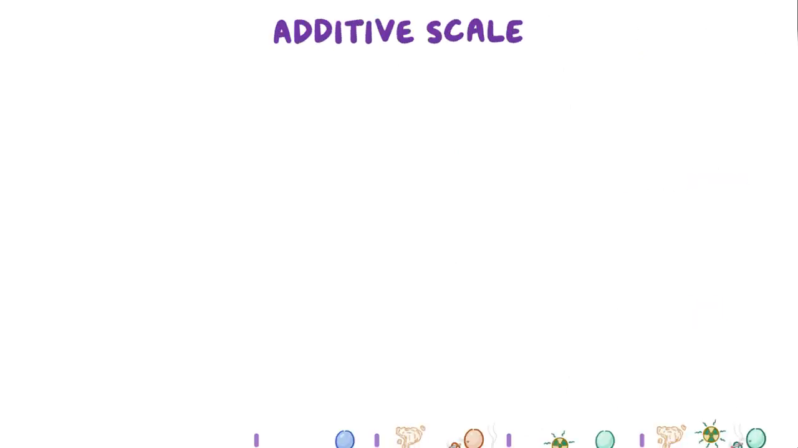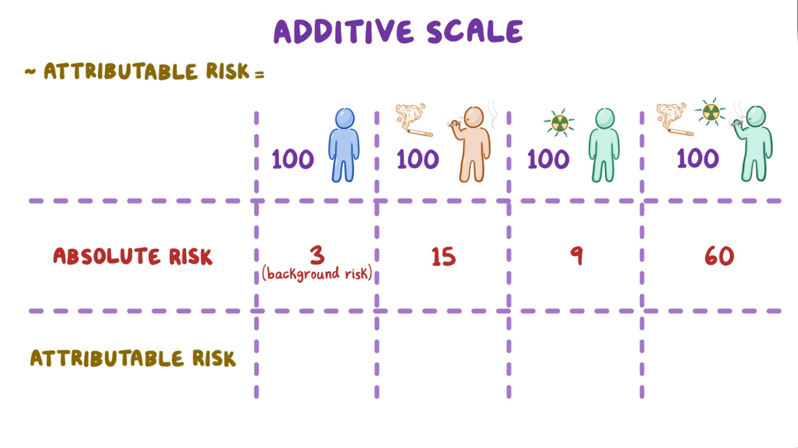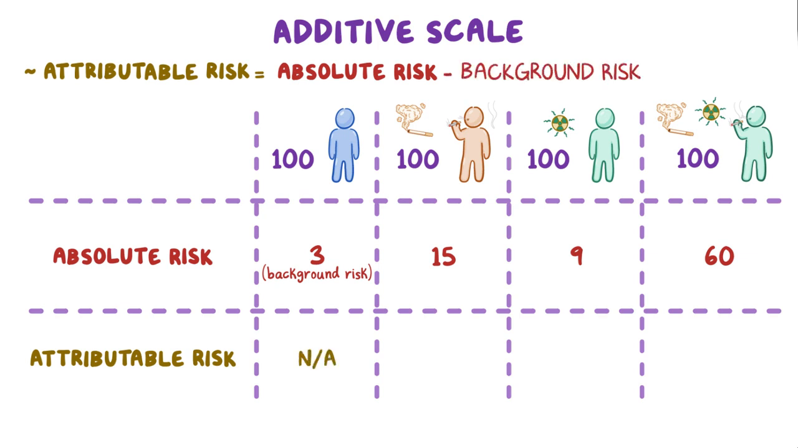We can also calculate the expected joint effect on the additive scale by adding the observed effect of one exposure group to the observed effect of the other exposure group. This time, we use the attributable risk, or the excess amount of risk associated with a certain exposure. The attributable risk is calculated by taking the absolute risk in an exposure group and subtracting the amount of the background risk. So the attributable risk of people who only smoke is 15 minus 3, or 12. The risk for people who are only exposed to radon is 9 minus 3, or 6. And the risk for people who smoke and are exposed to radon is 60 minus 3, or 57.